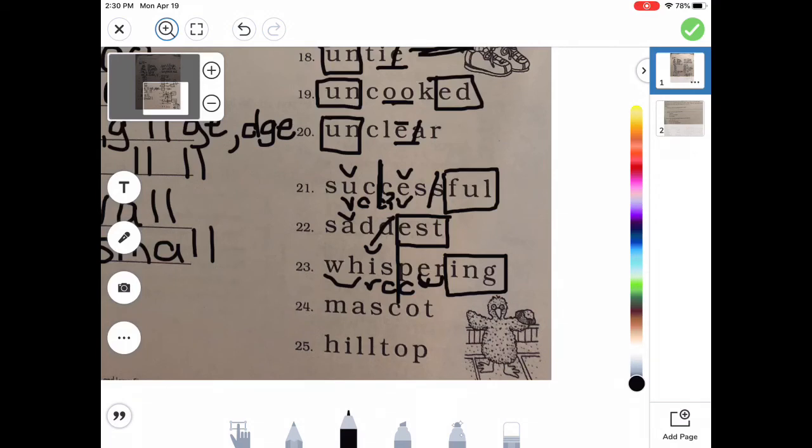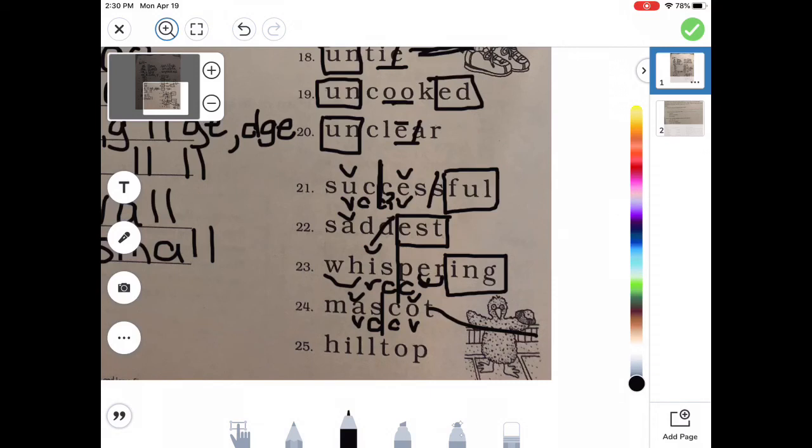All right, the next word's kind of silly. Mascot. Mascot. Okay? It's got that vowel, consonant, consonant, vowel. So break it apart. A. And then it's got O in front of a T, so it's short too. Mascot.